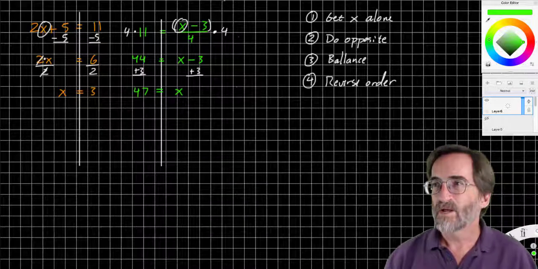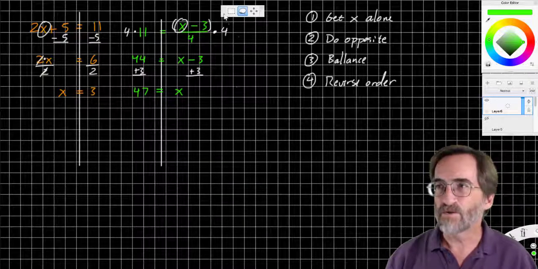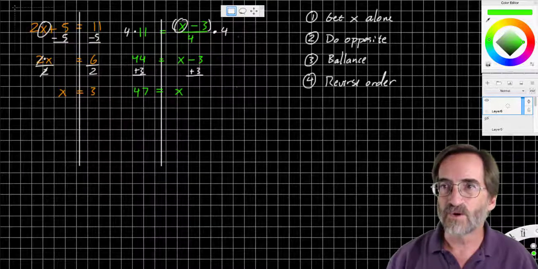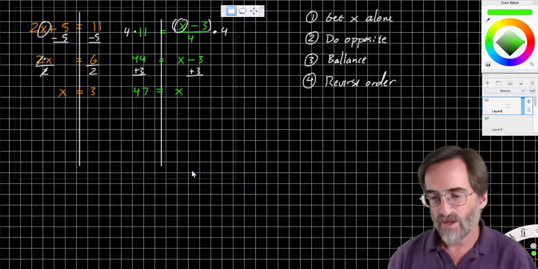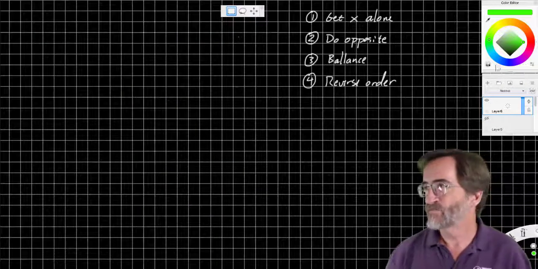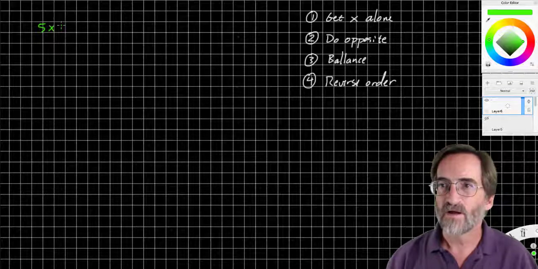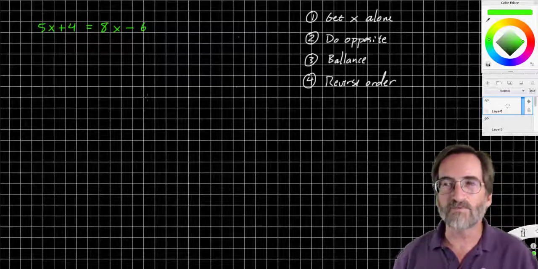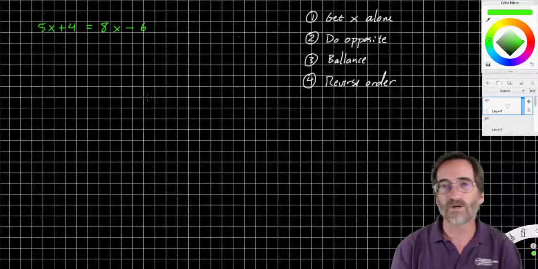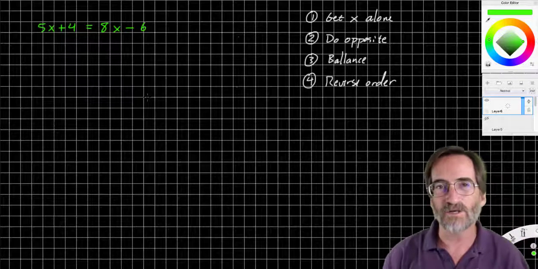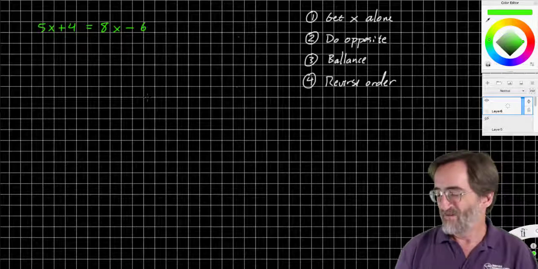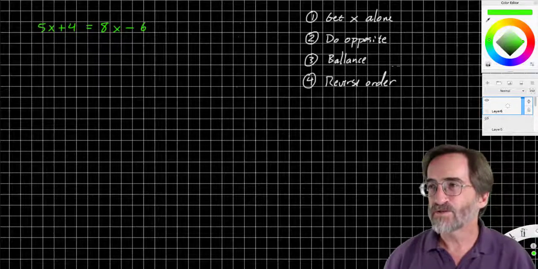So that's a couple of examples of how to solve by undoing with more than one step. Okay, there's one more type of problem we're going to look at, and that is a problem where there's an x on both sides of the equal sign. Okay, and that happens sometimes here. So let's do that here. Let's say we've got 5x plus 4 equals 8x minus 6. Now I'm making up numbers, so it might not come out to nice whole number answers, and that's all right. Fractions are numbers too.